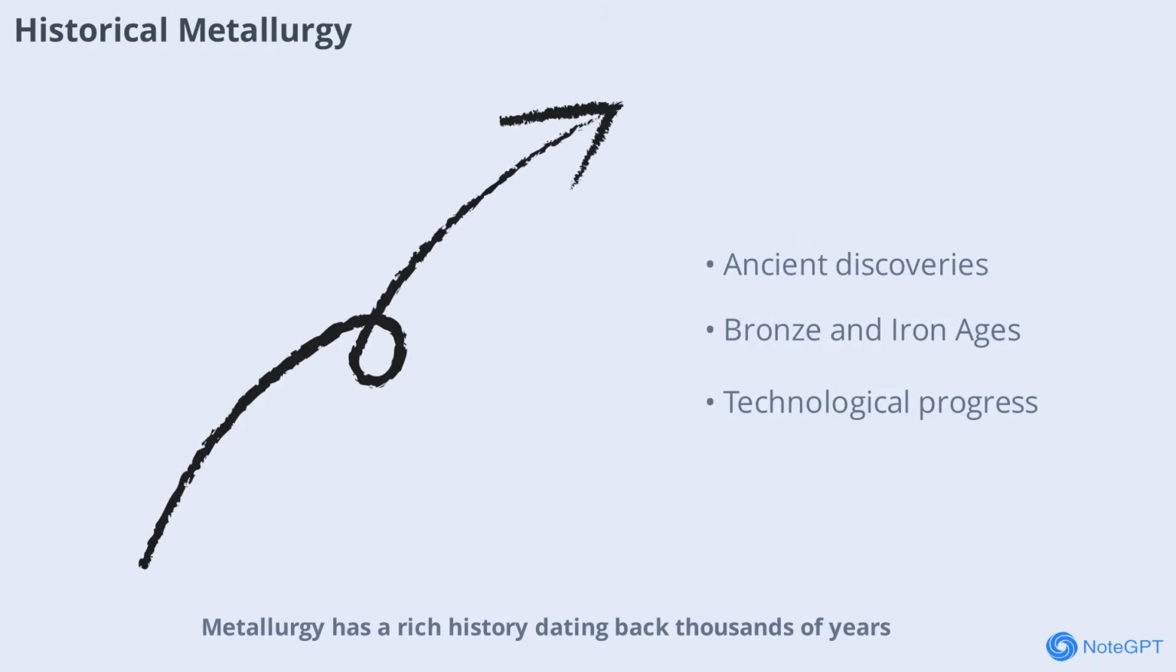Metallurgy has a rich history dating back thousands of years. Early humans discovered metals like copper and gold in their native state and learned to extract and shape them. The discovery of bronze and iron revolutionized societies, leading to the Bronze Age and Iron Age. Studying historical metallurgy gives us insight into human progress and technological development.